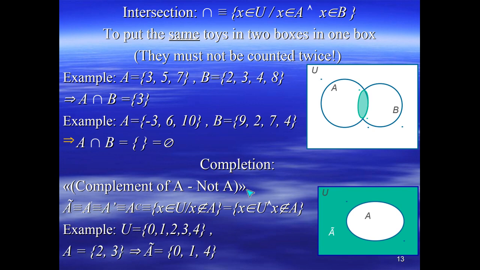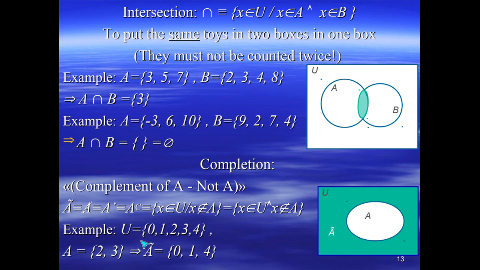All these mean complement of A or not A, which is described as this one: X is an element of the universal set, so that X is not an element of A. Or you can also write it down like this: X is an element of the universal set and X is not an element of A. All this gray, or green shaded area outside A, you see.